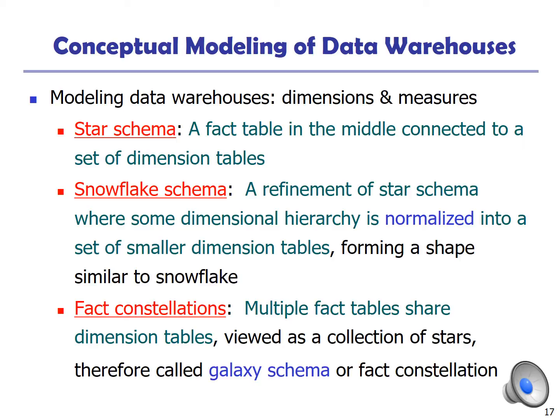The next conceptual model we're going to talk about is a snowflake schema. It is more of a refinement of a star schema where there is a dimensional hierarchy. We have the fact table in the middle, and there are several dimension tables surrounding the fact table. Now, let's say an attribute in a dimension table can be further expanded using another table.